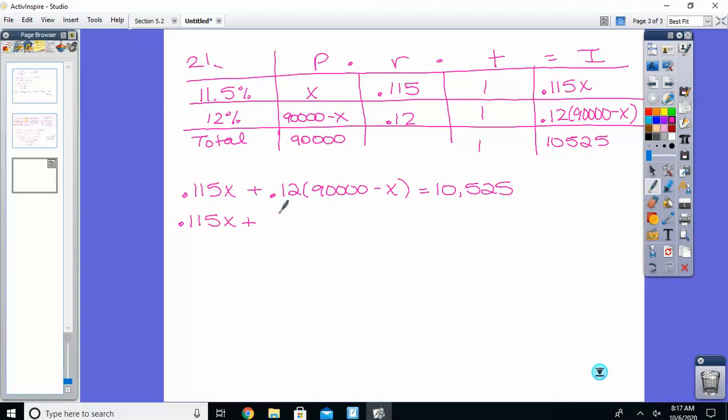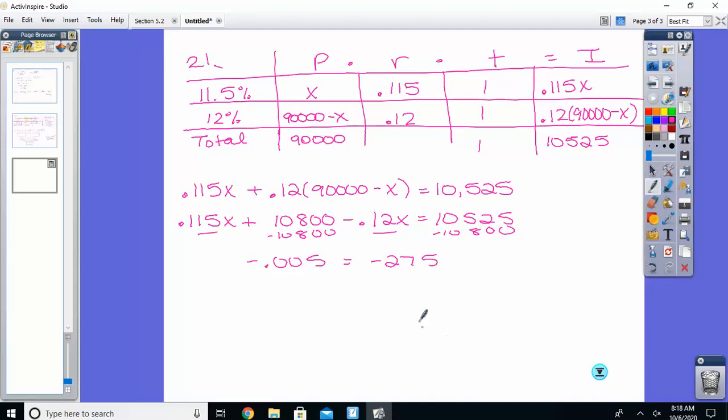So 0.12 times 90,000, 10,800. So if we add those like terms, subtract over the 10,800, divide, and you get 55,000. Want to know how much was invested at each rate.